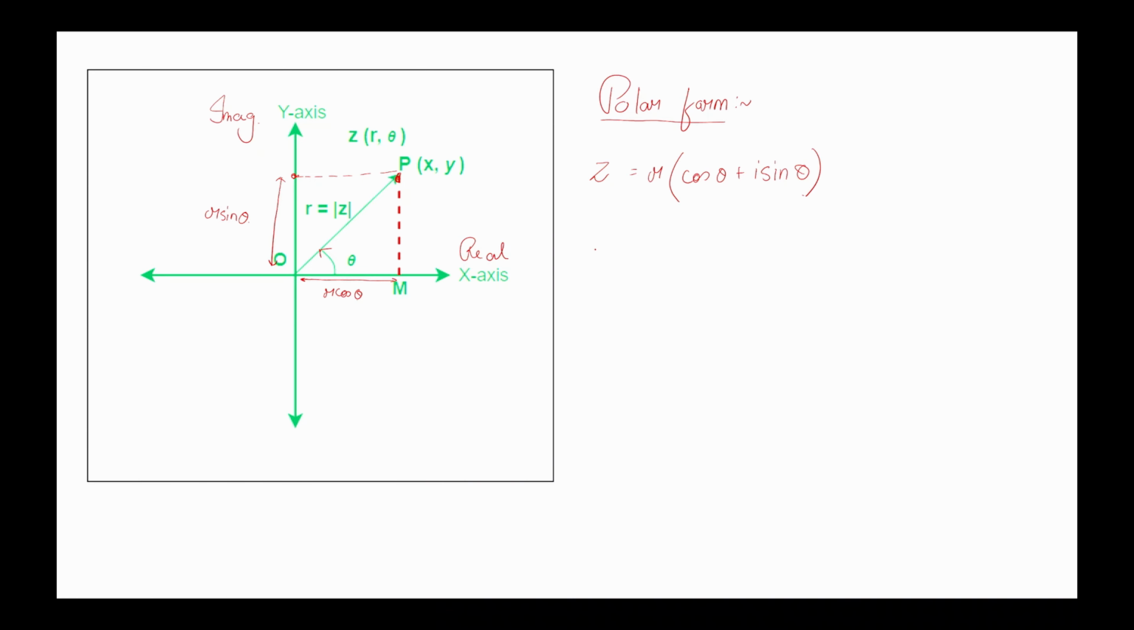We've written our z as, what is my real part here? My real part is r cos theta. And what is my imaginary part? My imaginary part is r sin theta. So that is how you get your polar form. So keep this graph and the form in mind.